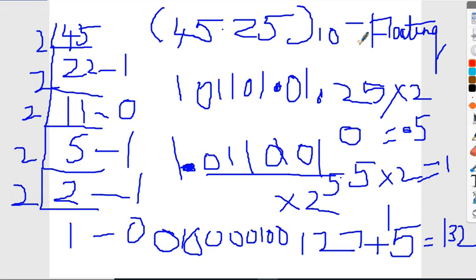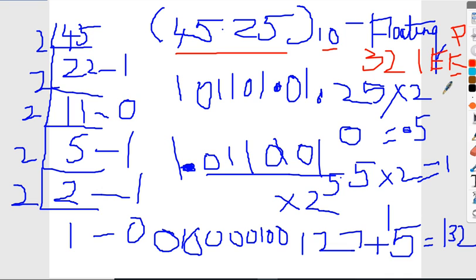In this video we'll see how to represent this decimal number, that is 14.25, in floating point. We are going to use 32 bit, which is the IEEE 754 format. So 32 bit IEEE format. How to represent this we will see.